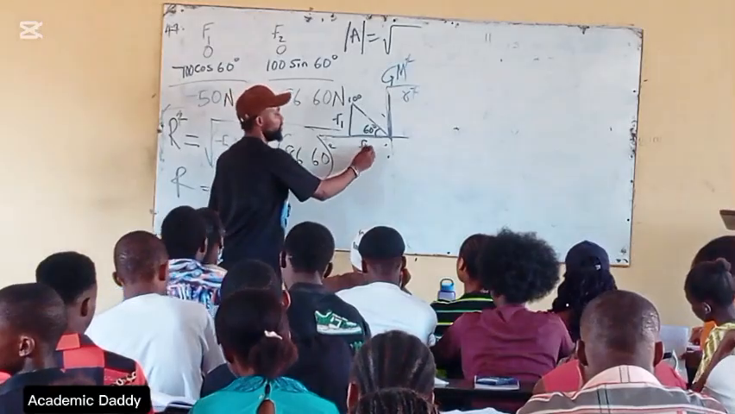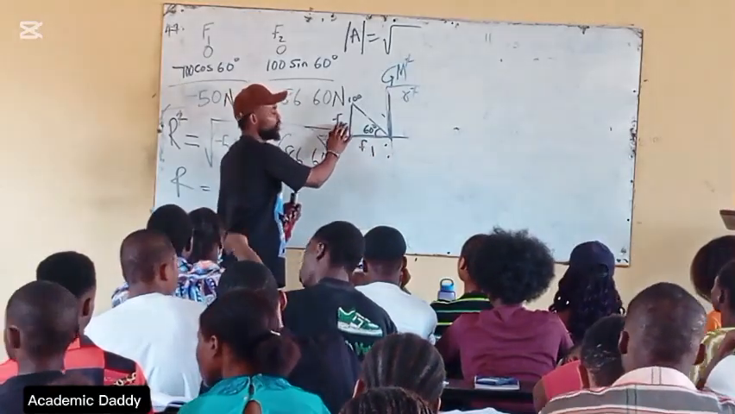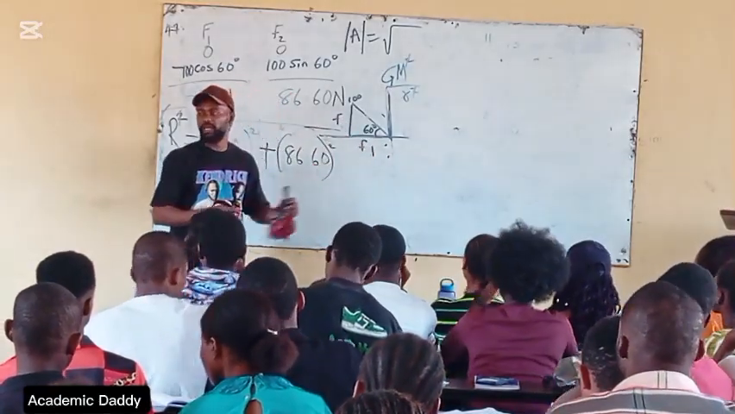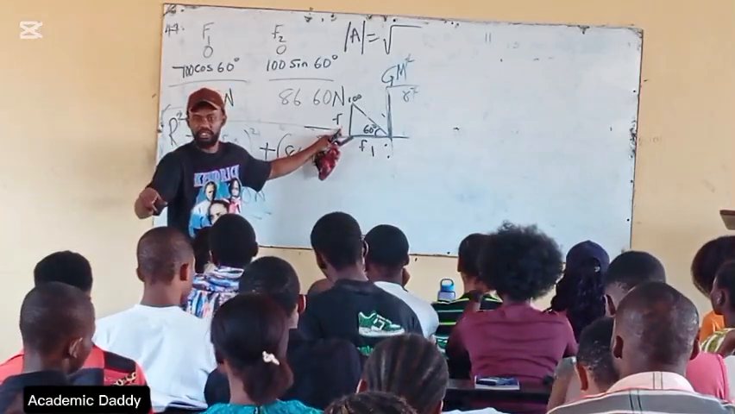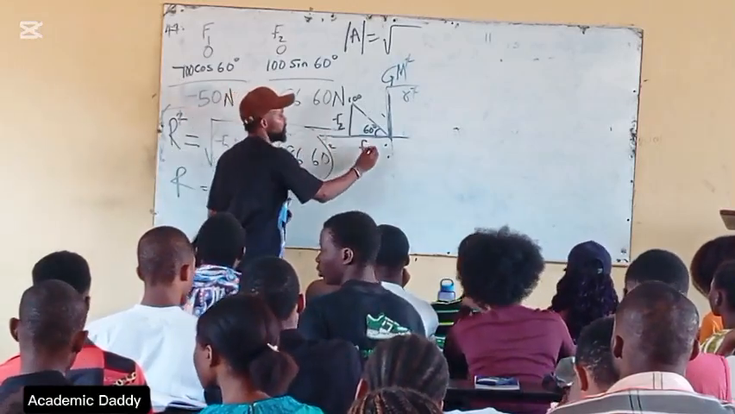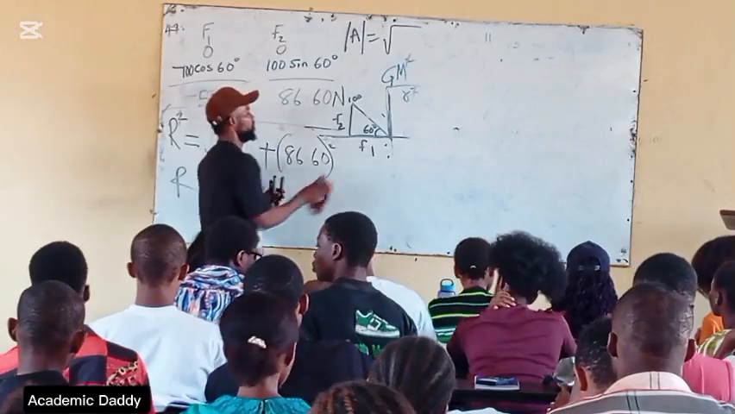Sorry, that's because the first thing, please, whenever you're doing vectors, somebody wants to ask me how I know this side is F1 and F2. The first thing given is for the x-axis. The second thing given is for the y-axis. That's why I did this.